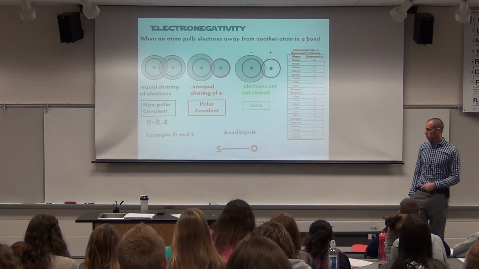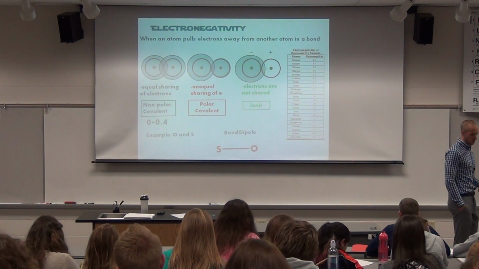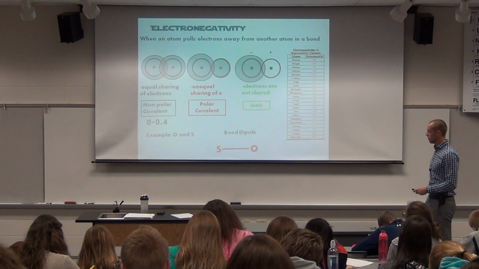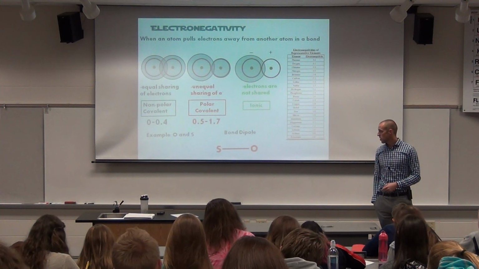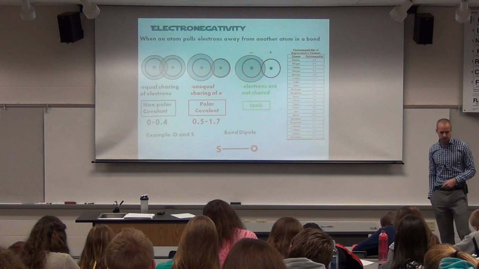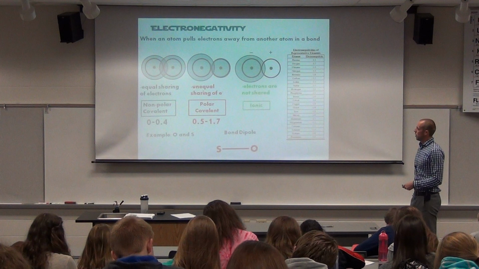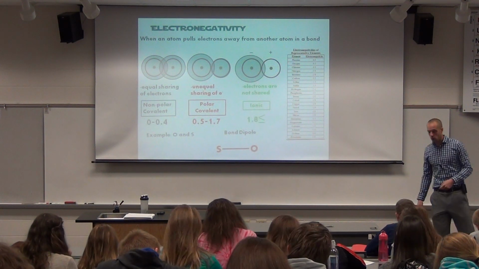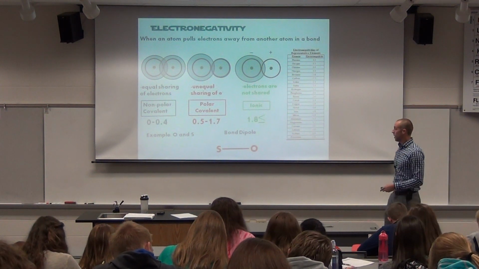If that value is between 0 and 0.4, it's a nonpolar covalent bond. So you need to write these values on there. You're going to need this when you do your sheet. If the values are between 0.5 and 1.7, it is a polar covalent bond. And finally, if it's equal to or greater than 1.8, it will be an ionic bond.